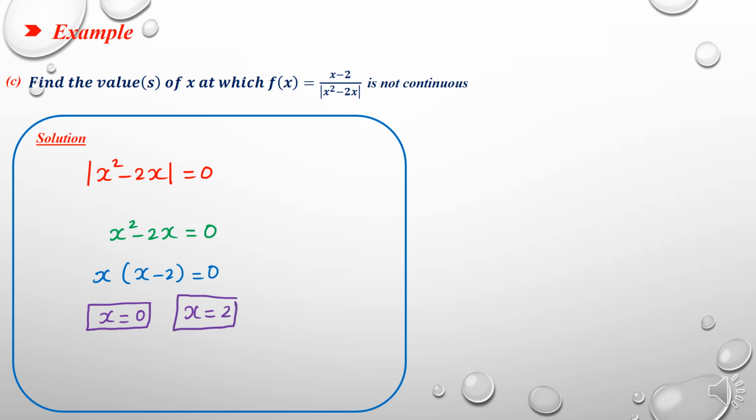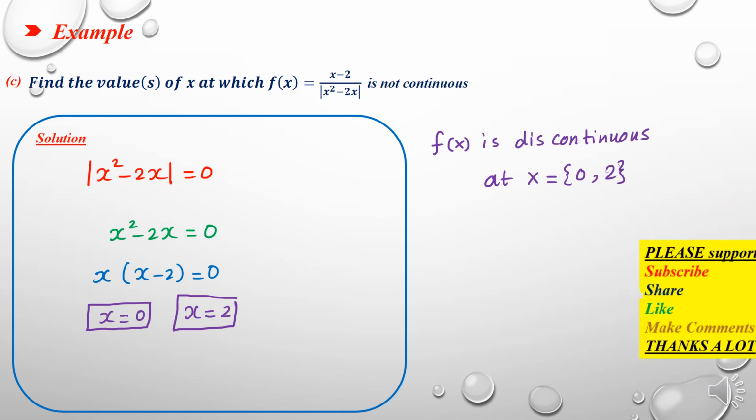So f of x is discontinuous at x equals 0 and x equals 2. And that's it. Thank you.